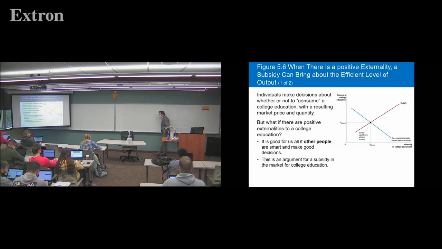So let's look at college education again. Individuals make decisions about whether or not to consume college, so to actually go to college and to learn. And when they decide whether to go or not, it ends up creating a market price and a market quantity, because we use the market in the United States to determine the cost and how many people go to college.